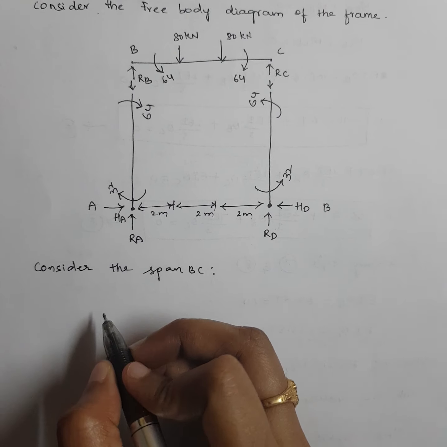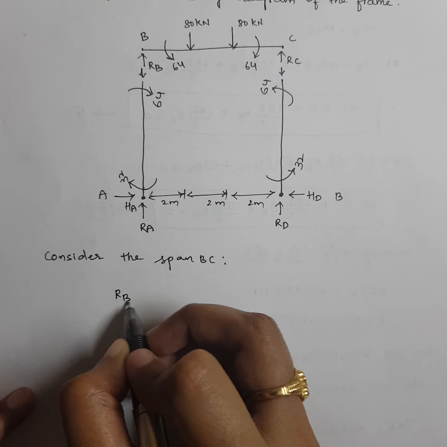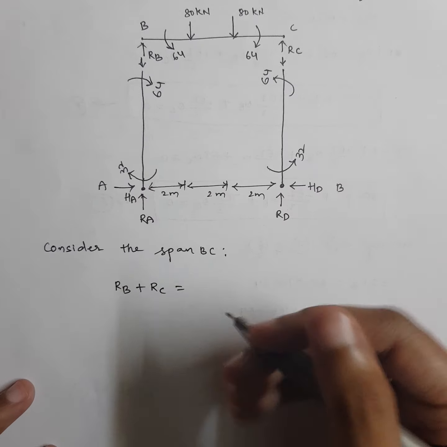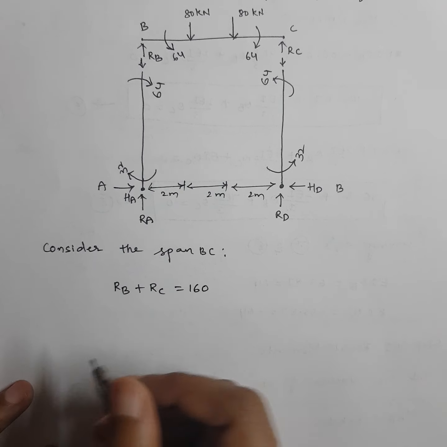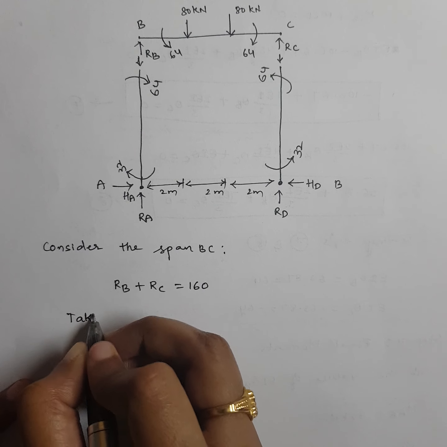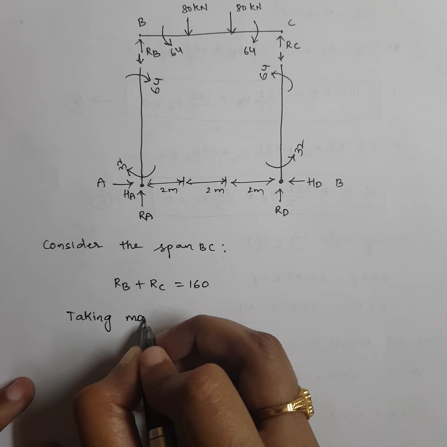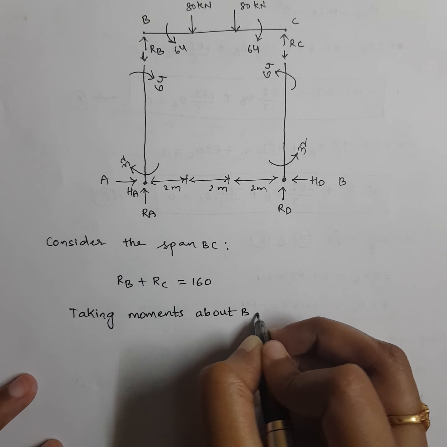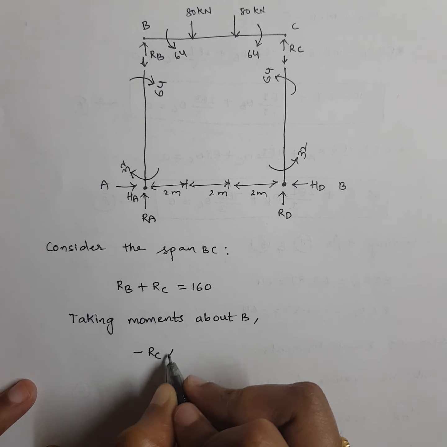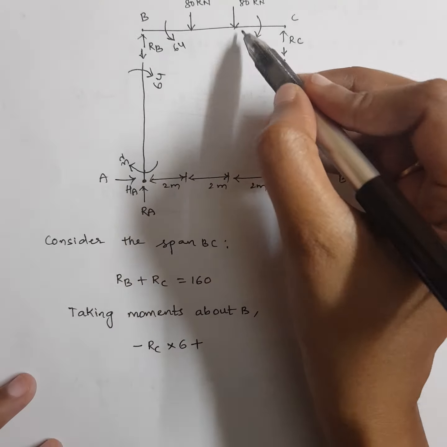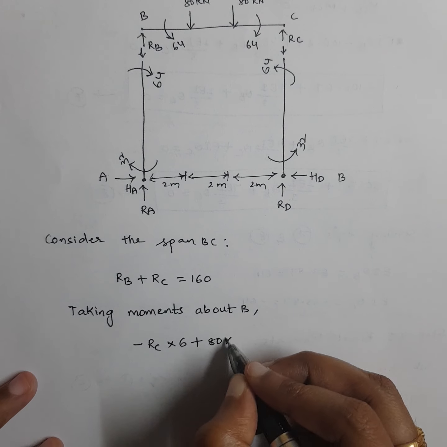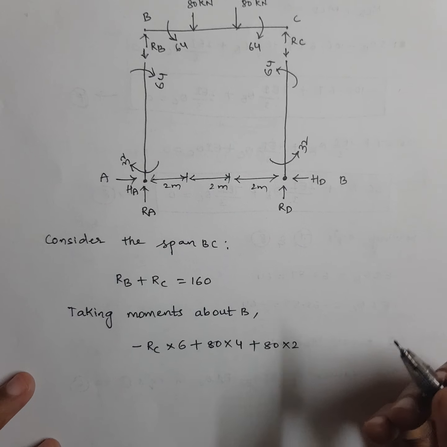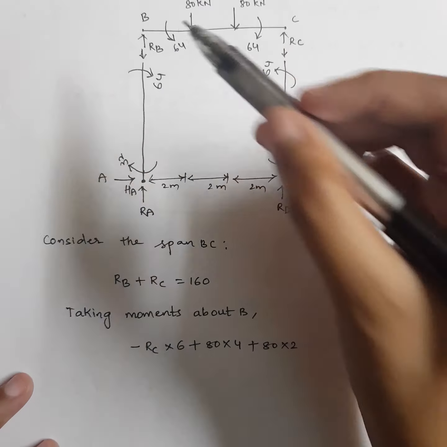So RB plus RC is equal to 80 plus 80, sum of upward force equal to downward, 80 plus 80 is 160. Then taking moments about B. Once you take moments about B, what will happen? Minus RC into total span 6, plus 80 into 4, plus 80 into 2. Don't forget this moment 64 and 64.